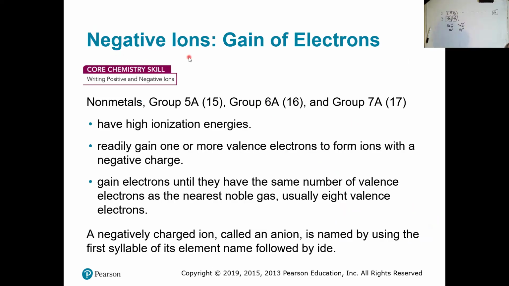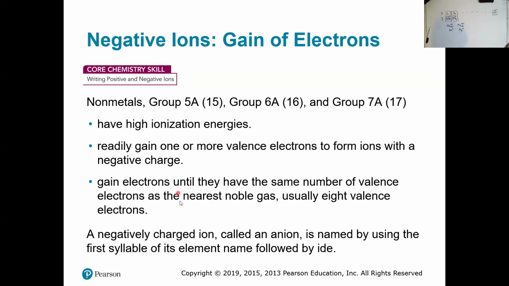Our negative ions, on the other hand, are going to result when we gain electrons. Again, we can never change the proton numbers, but we can change electron numbers. Our nonmetals are the things that will gain electrons. So if it's a metal, it loses electrons. If it's a nonmetal, it gains electrons. Our nonmetals have really high ionization energies, so it's going to take a lot of energy to remove an electron, which is why they don't lose them. Instead, they're going to gain electrons in order to form ions that have a negative charge.